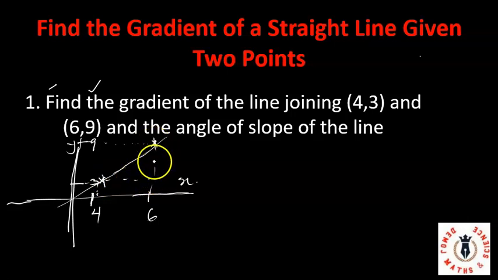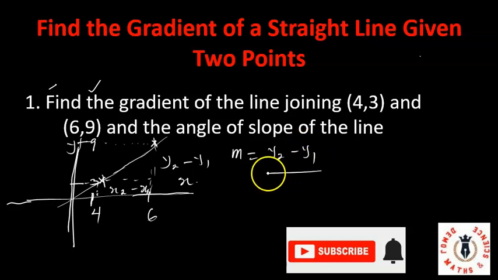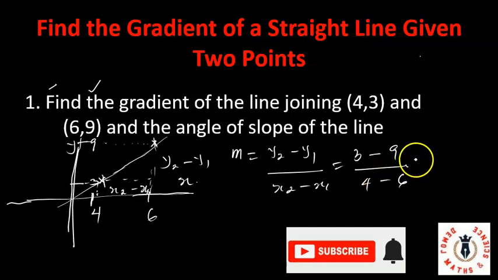If you look at it carefully, here becomes my y2 minus y1, and here also becomes my x2 minus x1. So the gradient of this line, M, is equal to y2 minus y1 over x2 minus x1, which is equal to 3 minus 9 over 4 minus 6, which is 3 minus 9, that's minus 6, over 4 minus 6, that's minus 2. The negative signs cancel each other. 2 in 2 is 1, and 2 in 6 is 3.